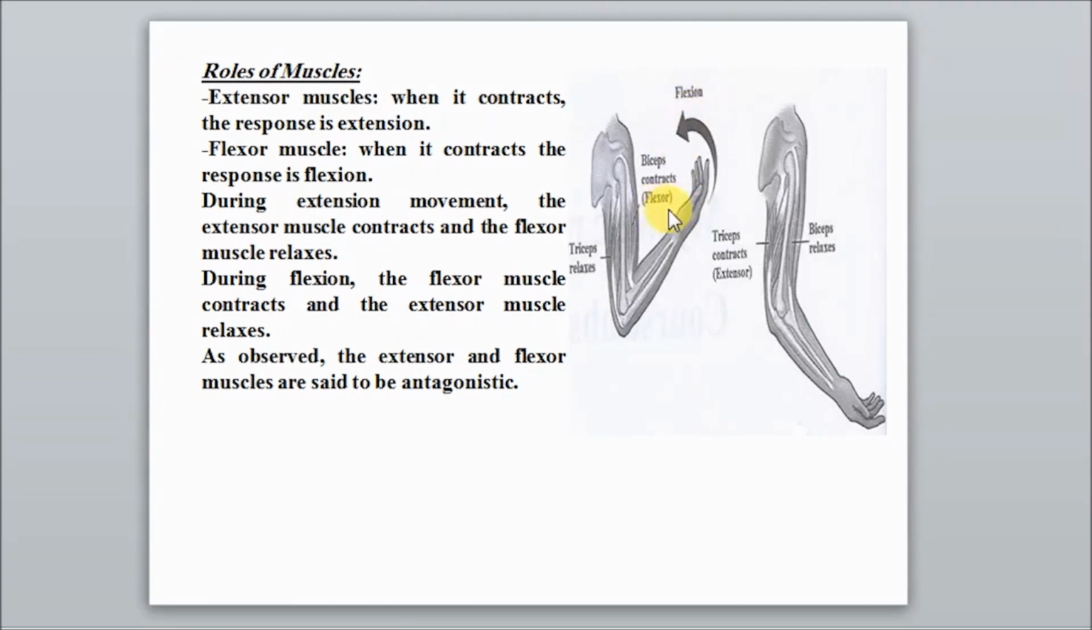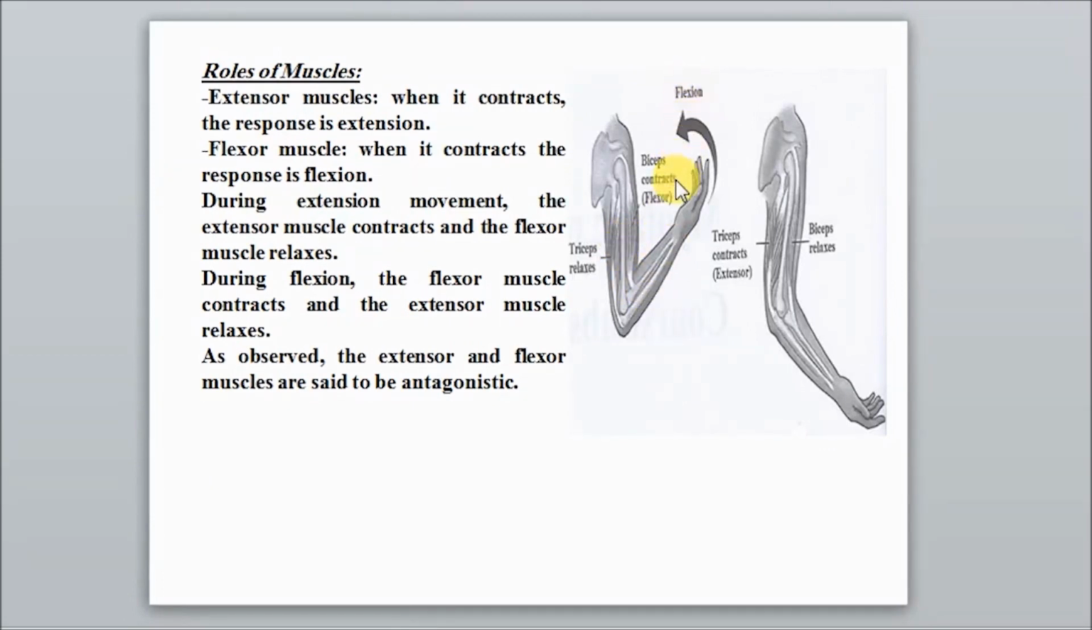We're bringing the forearm closer to the upper arm. This is the upper arm and this is the forearm. When we do a flexion movement here, we're going to bring this forearm close to the upper arm. This is a flexion movement.